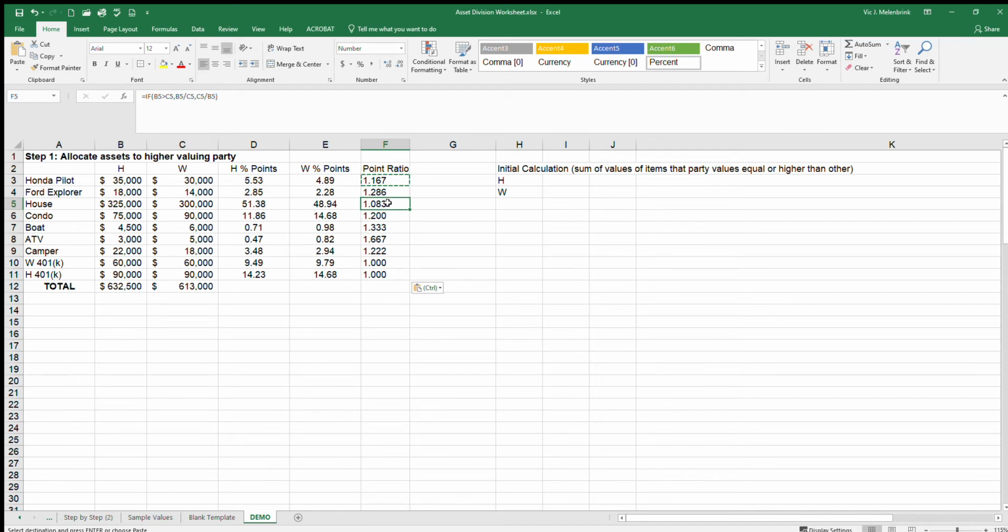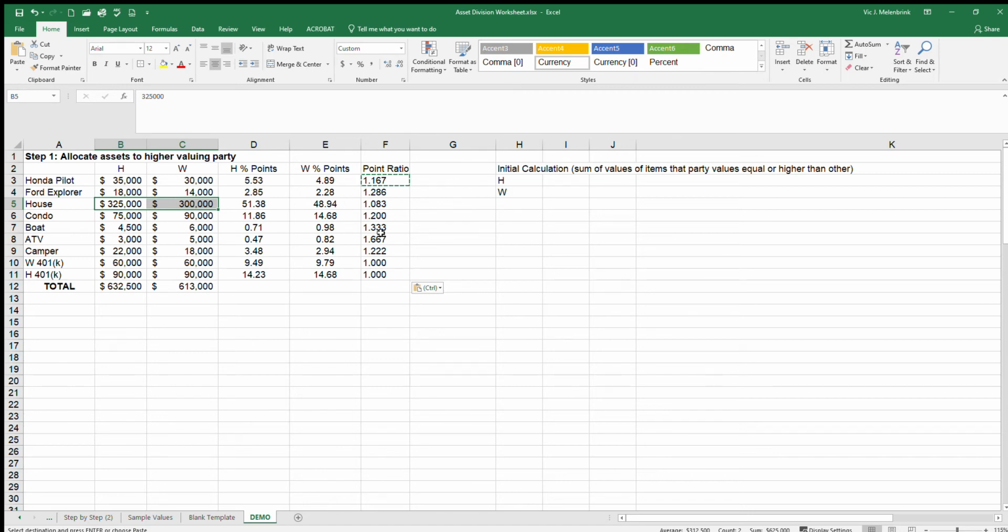So if they're close in value, it's going to be closer to the number 1. For these that are exactly the same, the point ratio is exactly 1. But for the other numbers where they have disagreements, this number, 1.083 for the house, that's because from a percentage basis, they're pretty close on the value of the house, 51 versus 48 or 49.